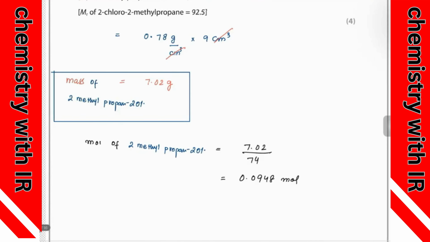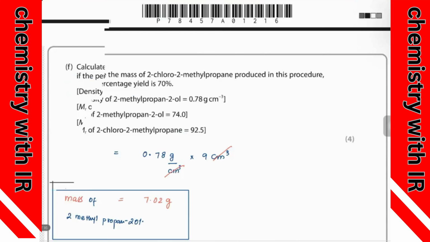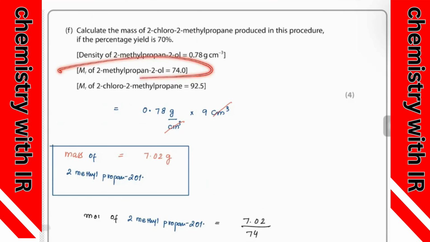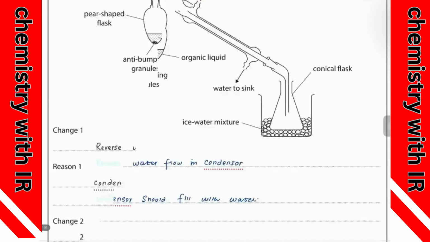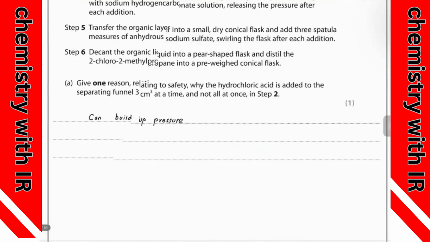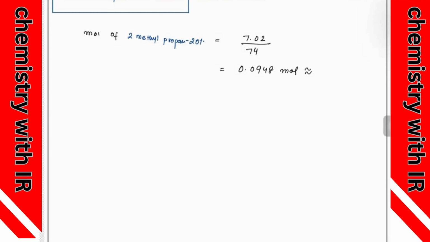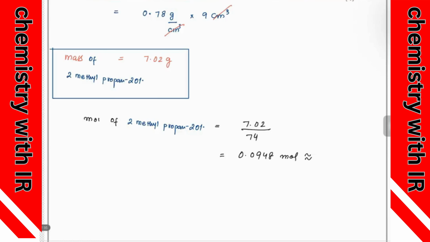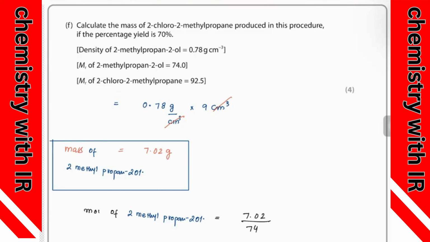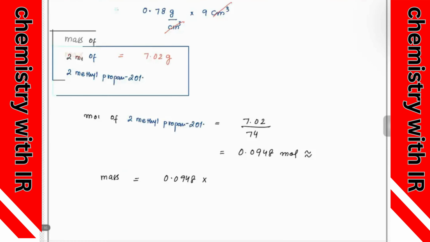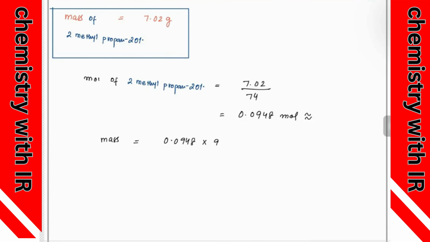Then you must know the mole ratio between 2-methyl propan-2-ol and 2-chloro-2-methyl propane. According to this equation, which they have given, the mole ratio between this and this is 1:1. So I can consider this would be the moles of 2-chloro-2-methyl propane, the same thing. So I am going to find the mass, that is equal to mole multiplied by MR. What is the MR of 2-chloro-2-methyl propane? 92.5.